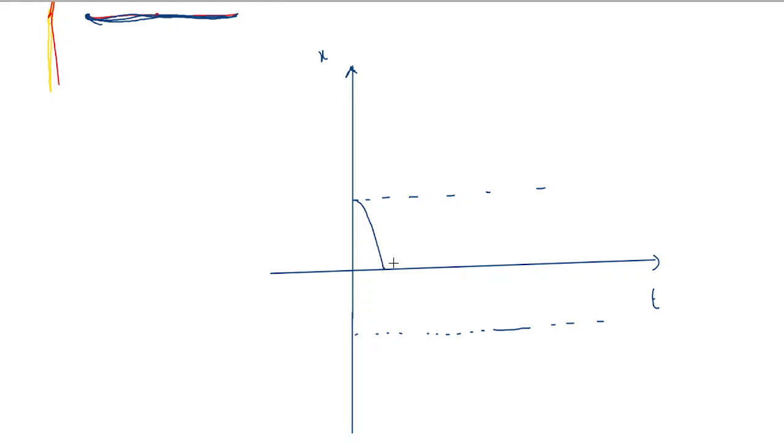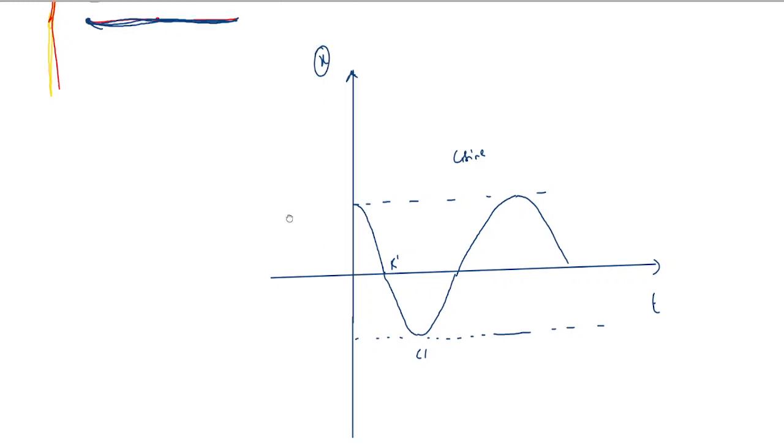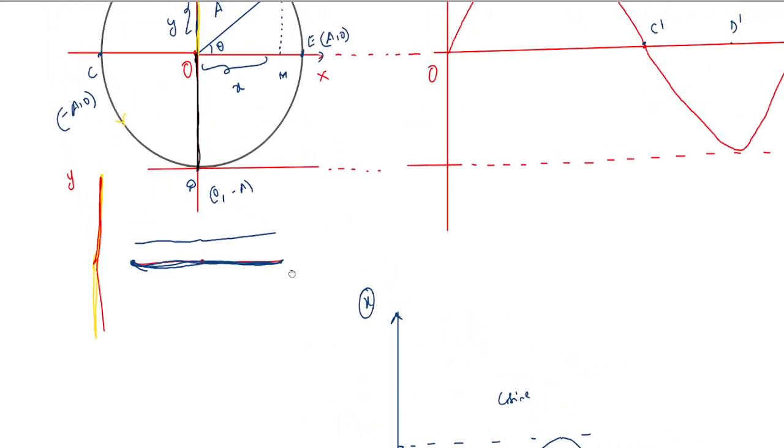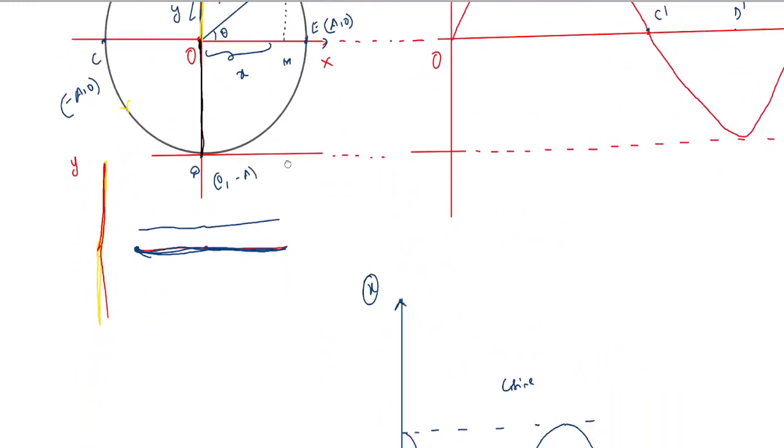So this corresponds to point B, I'll call it B dash. Again, x would increase in the opposite direction. This corresponds to point C dash, and then x would decrease, then again increase. So this is what we get. This would be a cosine curve. So this is the x projection. So the x projection or y projection would be a simple harmonic motion.